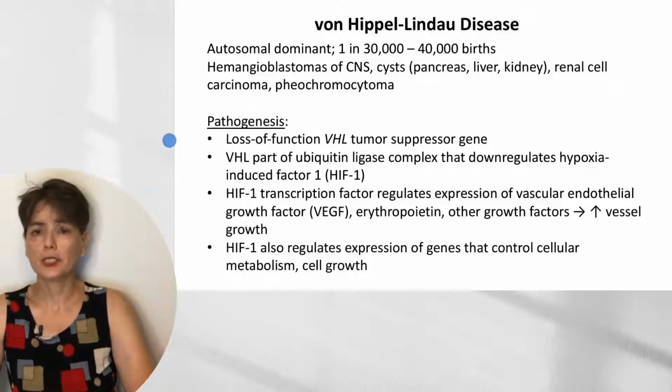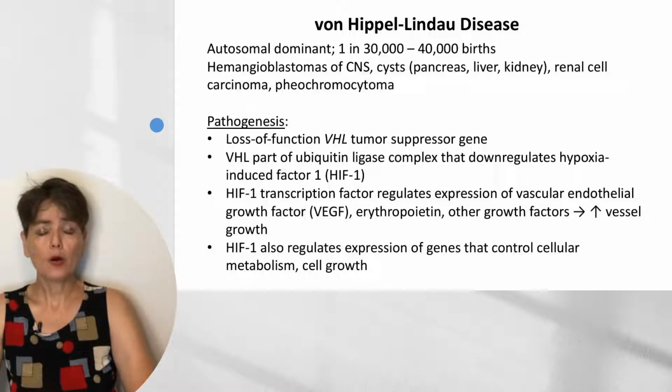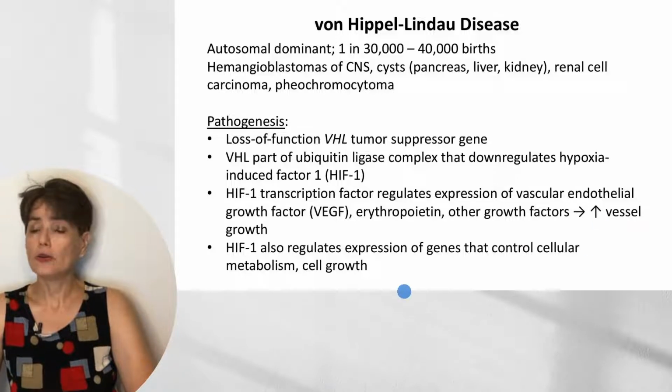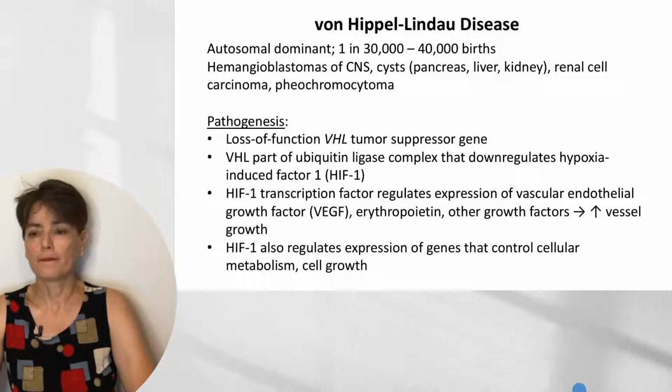The pathogenesis here is that we get loss of function of the VHL tumor suppressor gene. Now, VHL is part of a ubiquitin ligase complex that downregulates a transcription factor called hypoxia-inducible factor 1, or HIF1. And HIF1 regulates a number of genes, including the expression of vascular endothelial growth factor, erythropoietin, and other growth factors that will lead to increased vessel growth. It also regulates expression of genes that control cellular metabolism and cell growth.